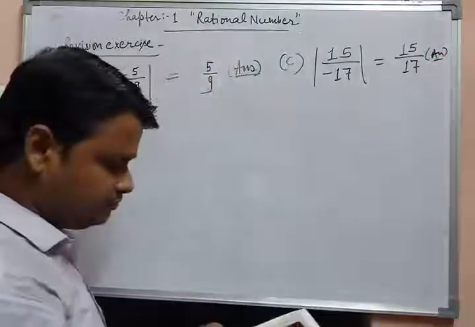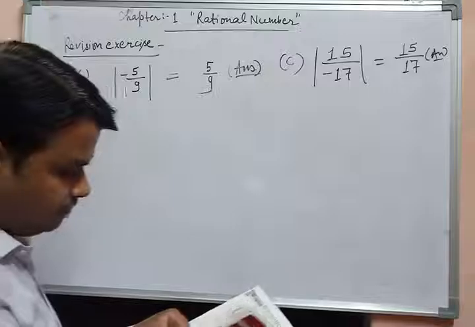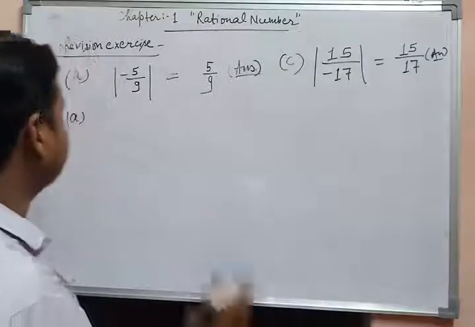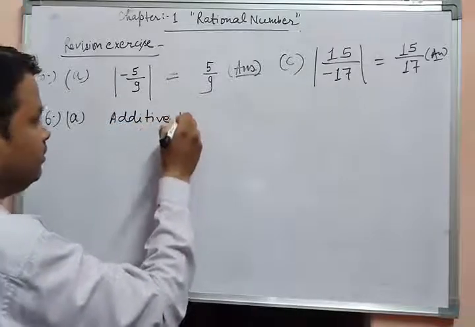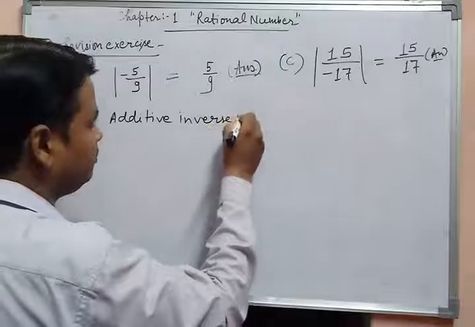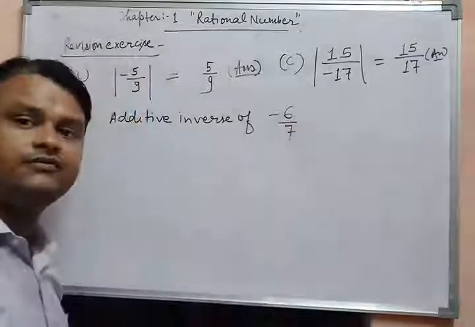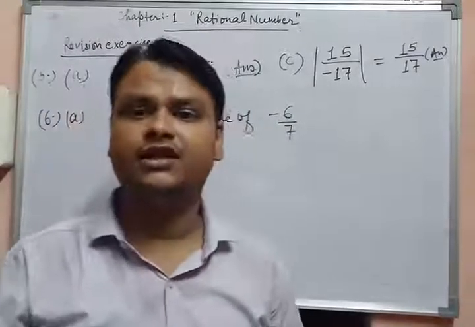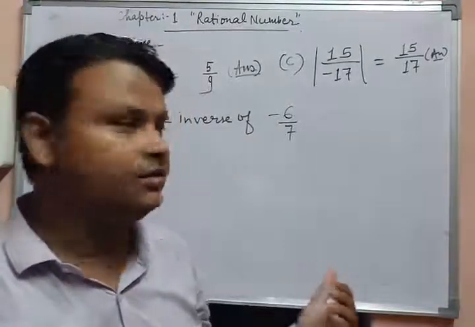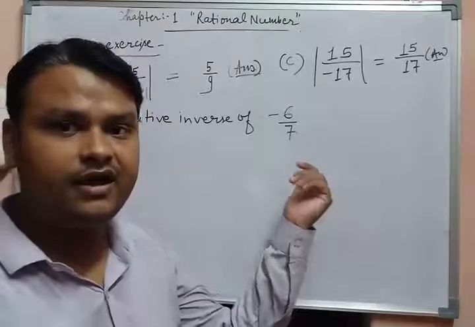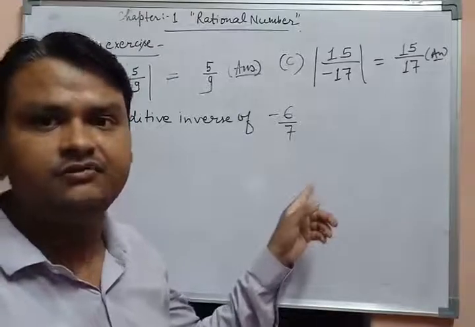Now we have to move on to question number 6, A part. Find the additive inverse of the following: minus 6/7. First of all, you have to know what additive inverse is. Additive inverse is the number which, if we add it to a rational number, gives the result 0.